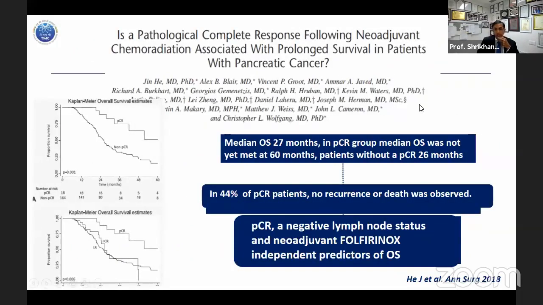This is not randomized, but a good trial from a unit which does aggressive work for pancreatic cancer surgery, and that's from the former Johns Hopkins group. Chris Wolfgang has moved on now, but Jin He is another leader.